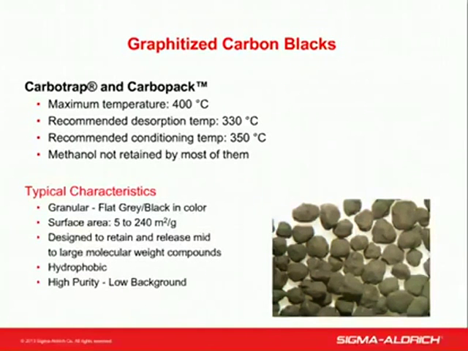Now I'll cover the graphitized carbon blacks. They have a maximum temperature of 400 degrees C, a recommended desorption temperature of 330, and a recommended conditioning temperature of 350 degrees. Methanol is also not retained by most of the graphitized carbon blacks. And graphitized carbon blacks are pure carbon, granular in shape. They're manufactured at temperatures that exceed 1200 degrees C and exhibit graphite-like properties.